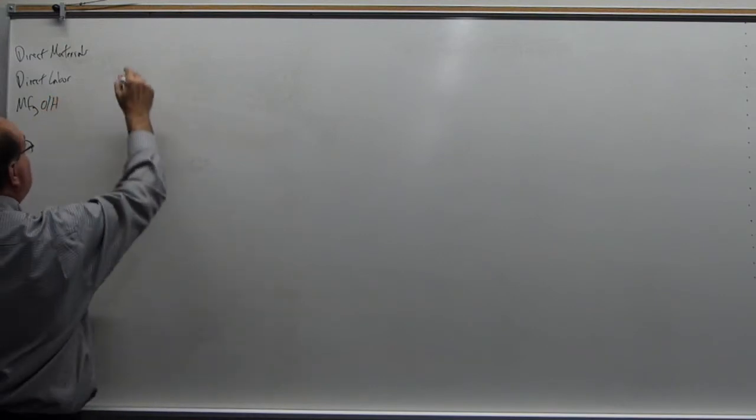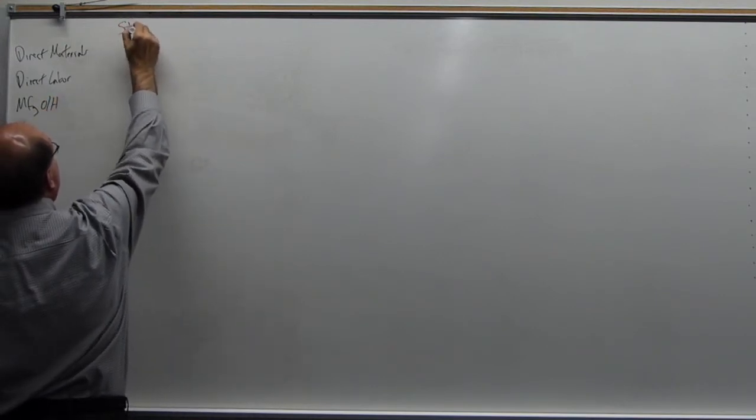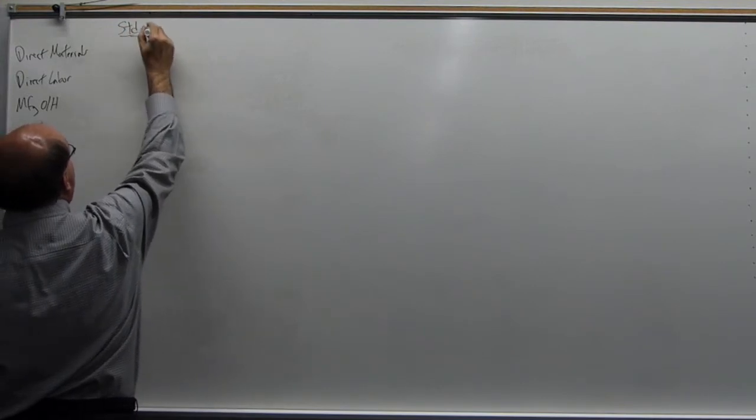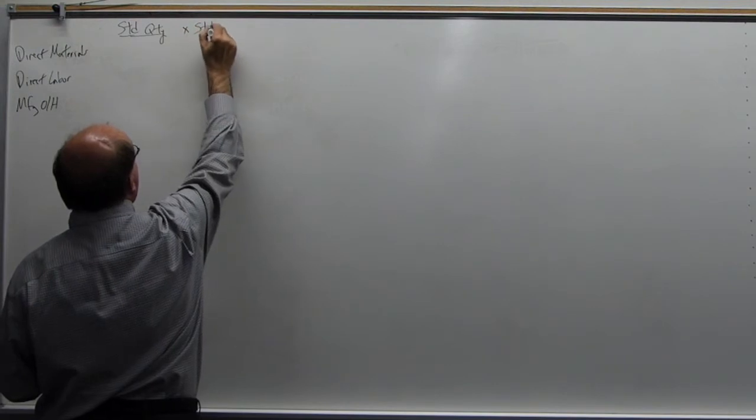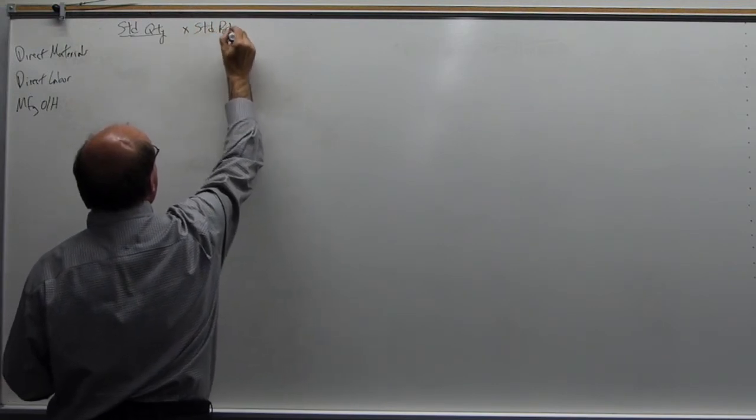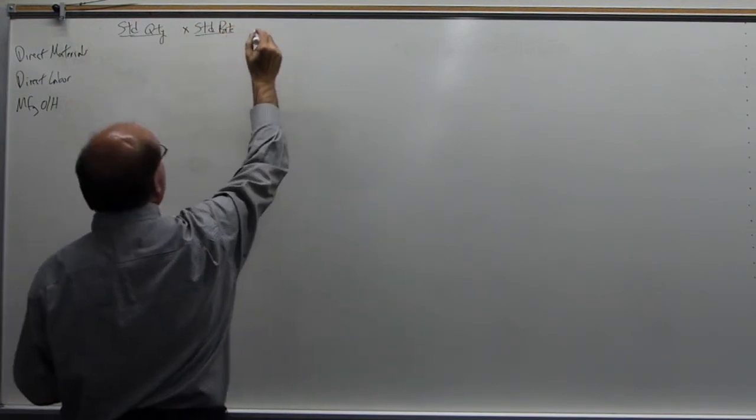So what we want to do is come up with a cost of what it should cost us to make this product. So we're going to take our standard quantity, which is how much we think we should use, times our standard rate, and that's going to give us our standard cost.